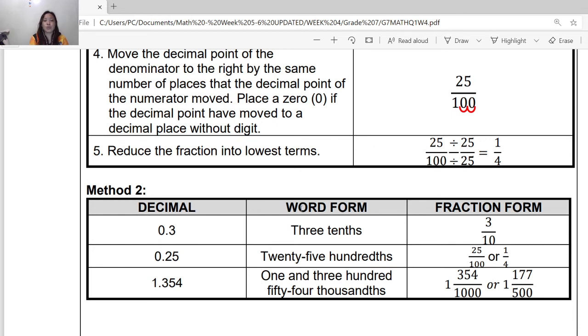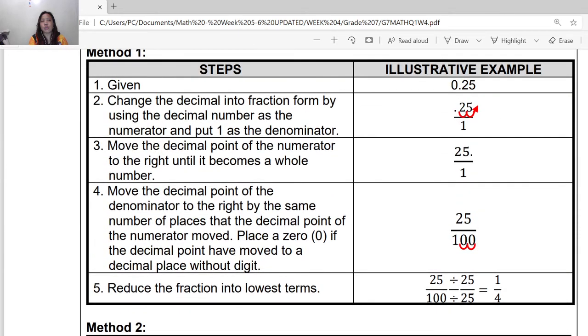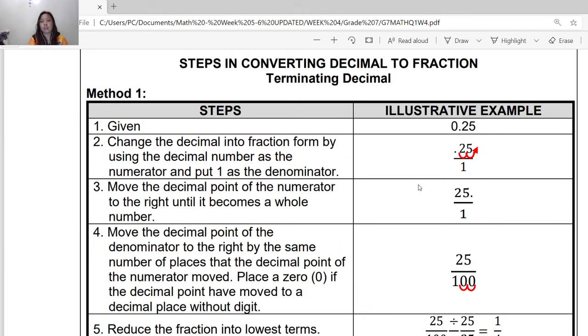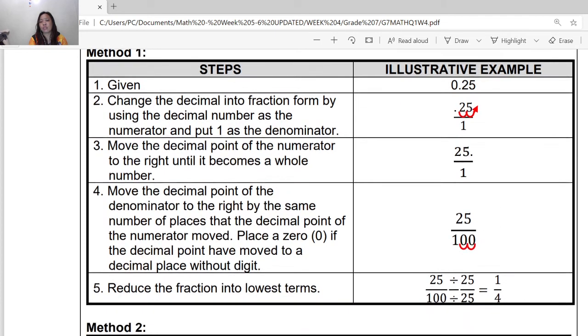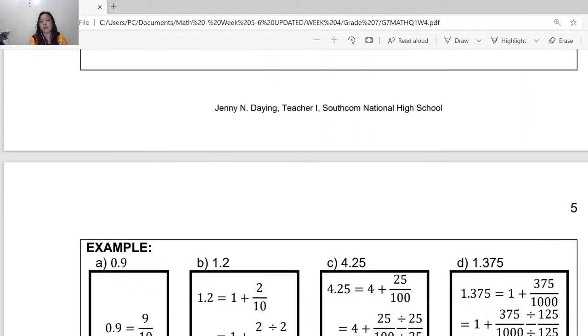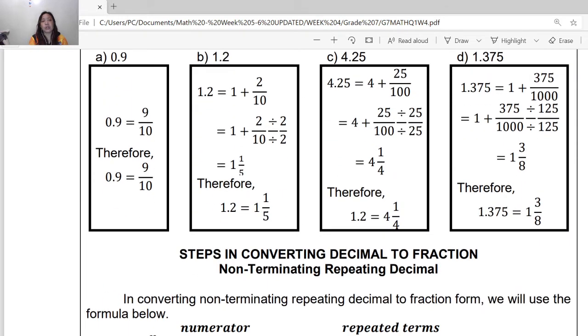So you can use the word form, which is the place value of the number, or you can use method 1, that is putting 1 and then moving the decimal point to the right. If you move the decimal point to the right by 2 places, then you will add 2 zeros. If you move it to the right by 3 places to make it a whole number, then you will add 3 zeros on the denominator. That is method 1, and this is method 2. Here are examples.